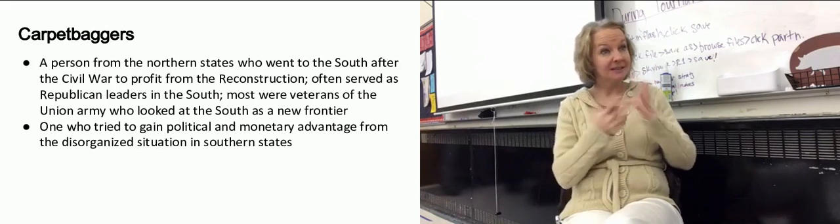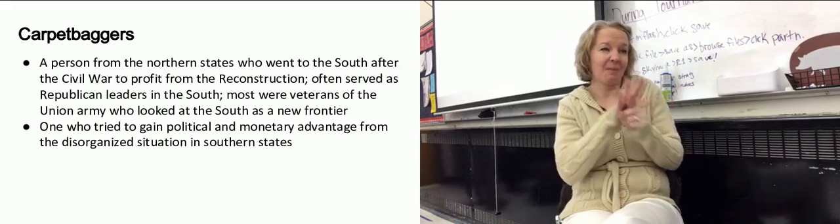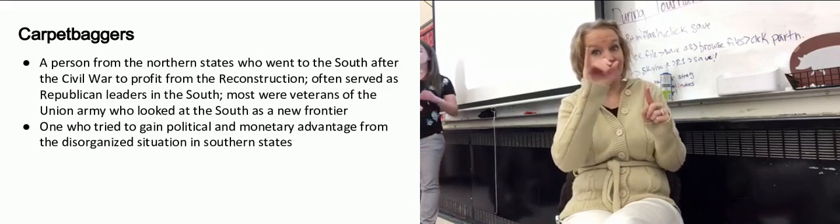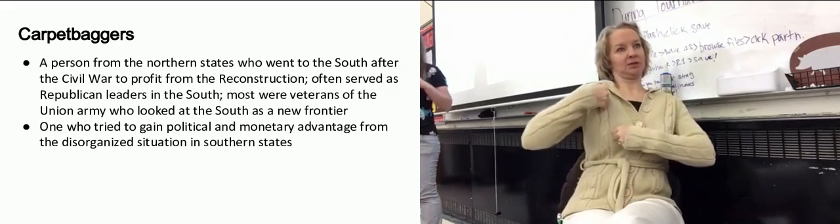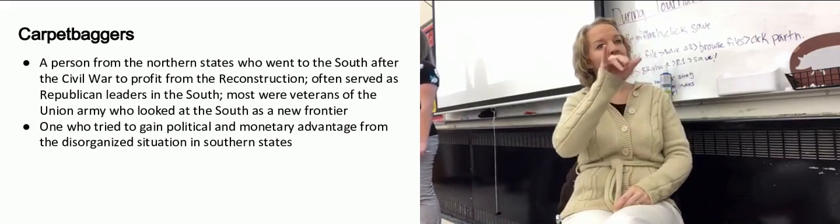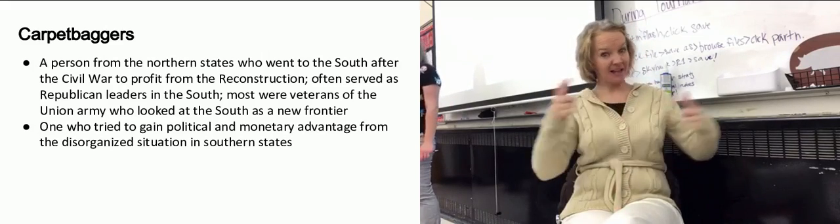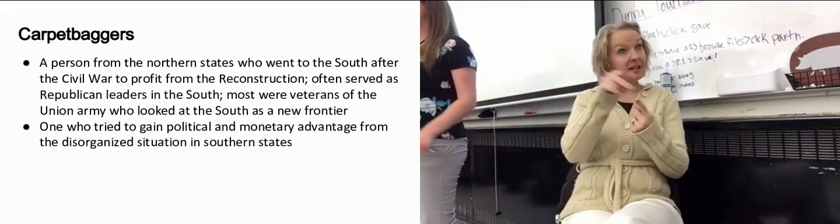Now, you might not even know what a carpetbag is. That's because it's not very popular nowadays. A carpetbag was an old type of suitcase. It was larger than a purse, and you would take it around as a little travel case. Who's ever seen the movie Mary Poppins? Okay, Mary Poppins' bag is a carpetbag. Harry Potter also has a carpetbag.